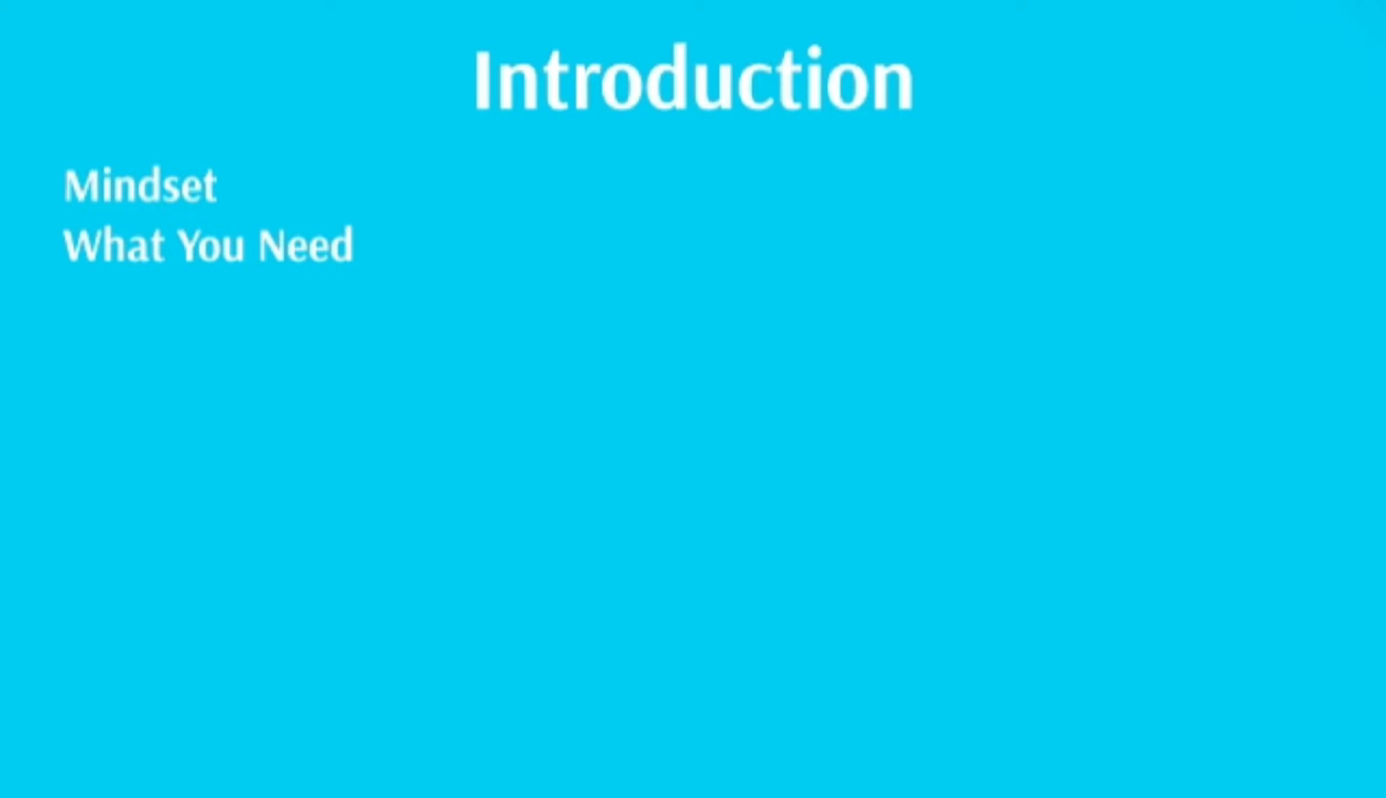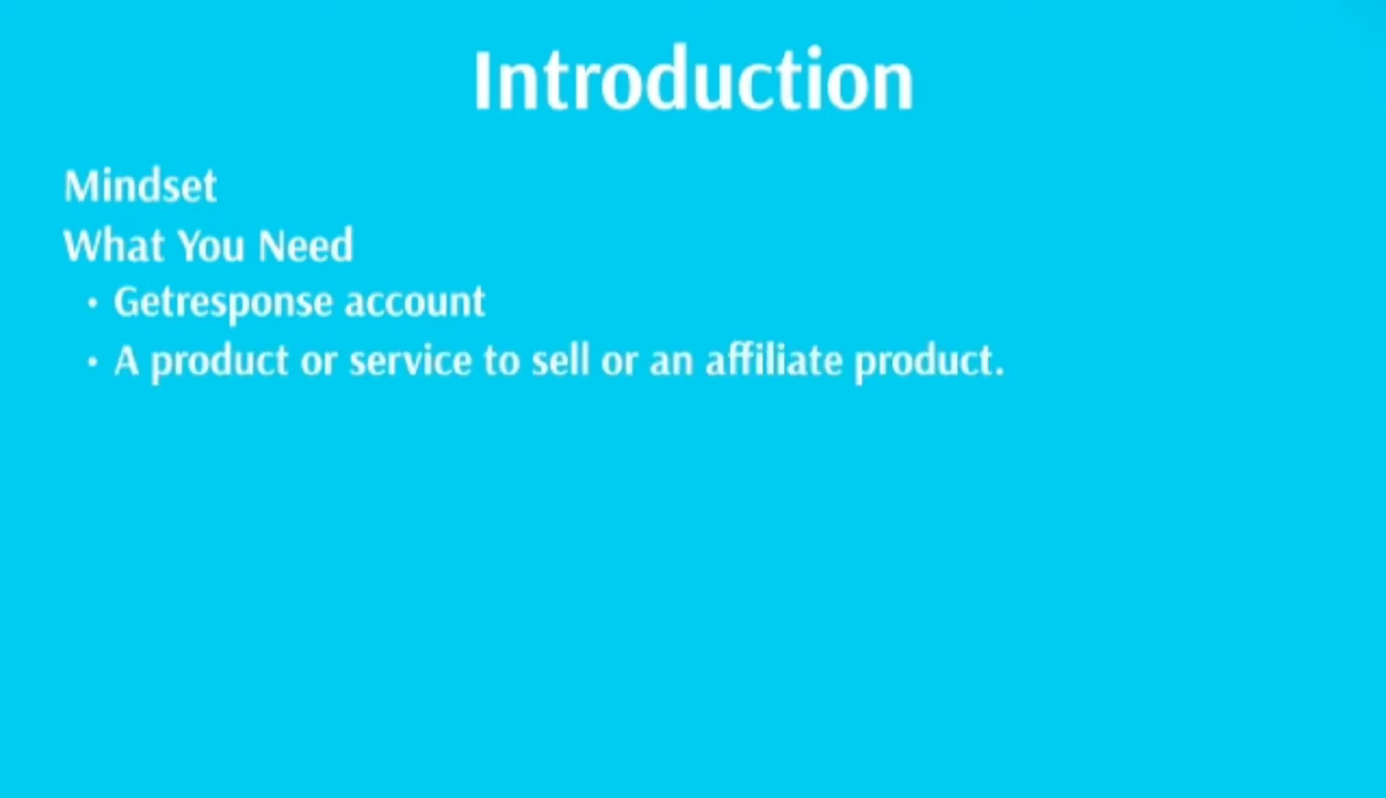Now let's talk about what you need. Obviously, you're going to need to have an autoresponder account, and we're going to be using GetResponse. So if you want to go to getresponse.com and create an account, you can do that, and we'll be walking you through step by step. You need to have a product or service to sell, or an affiliate product. So either it's going to be your own product, or it's going to be somebody else's product. But in either case, you're going to need to have an end goal.